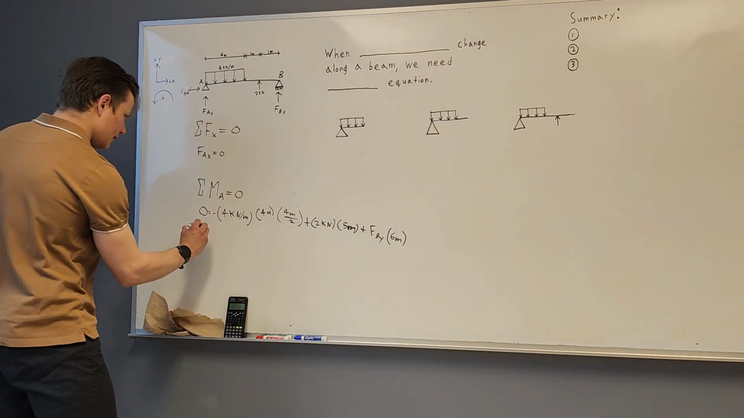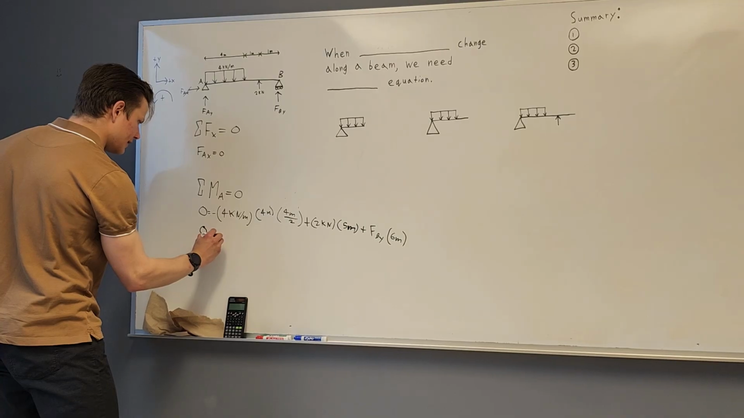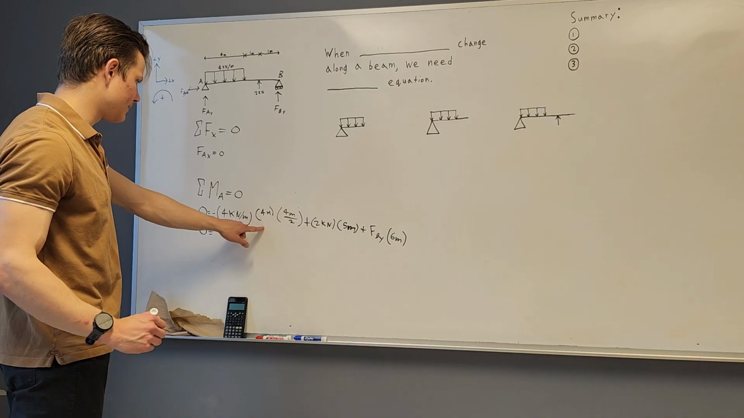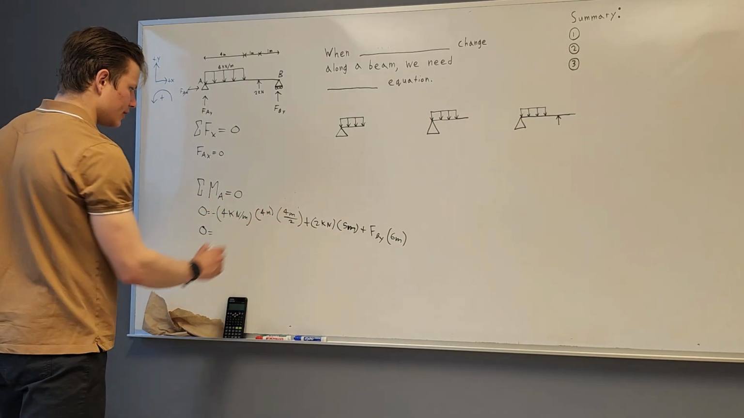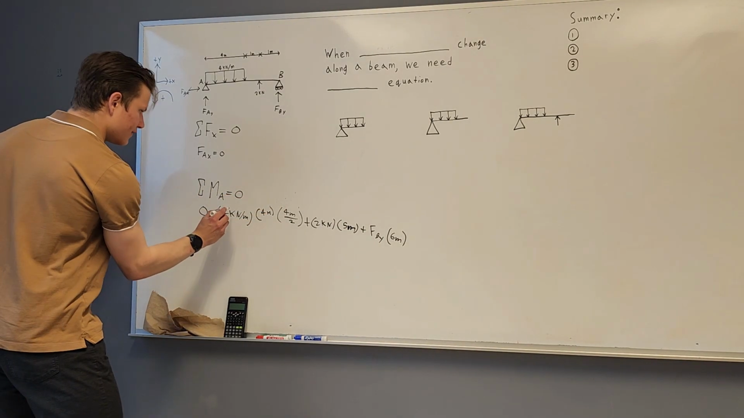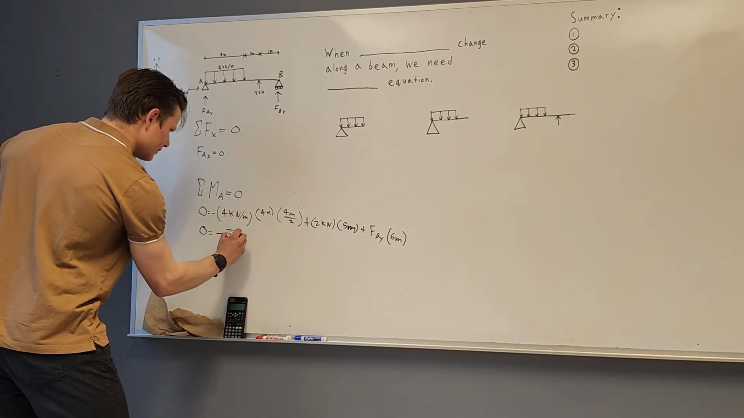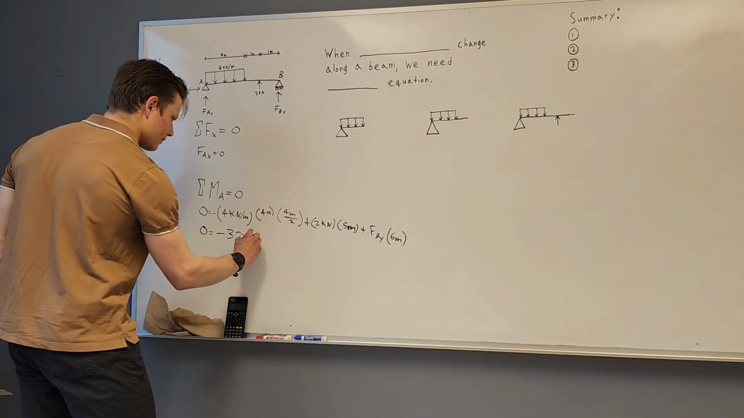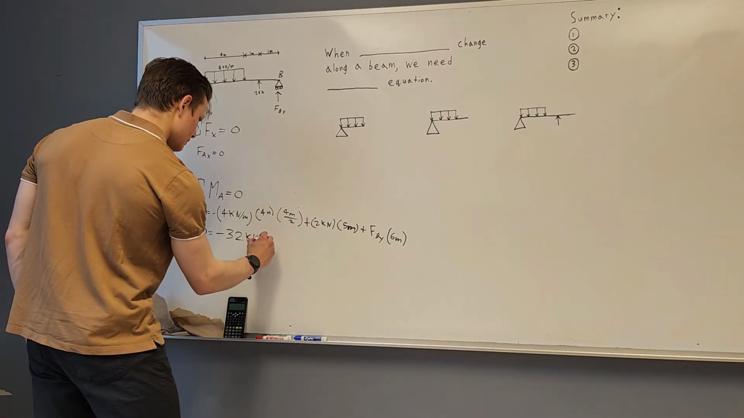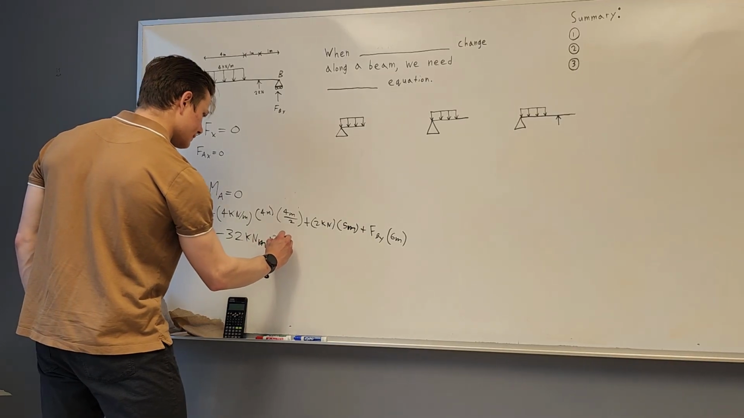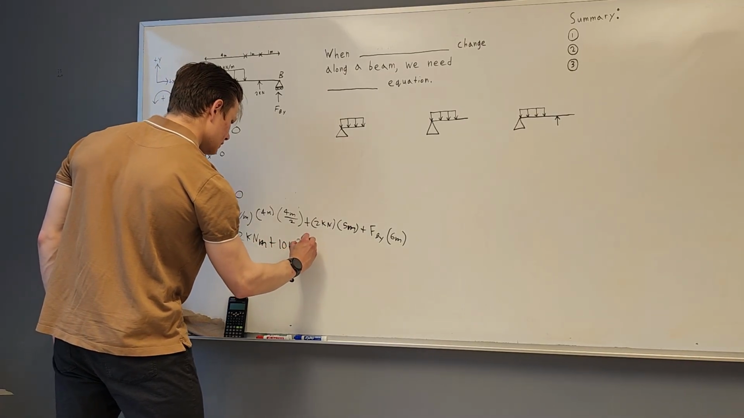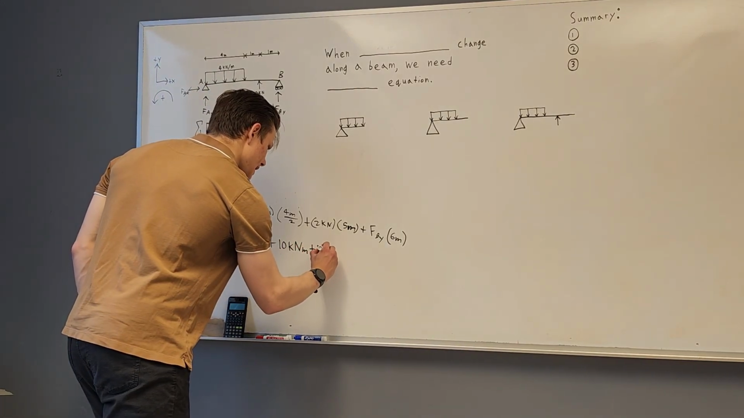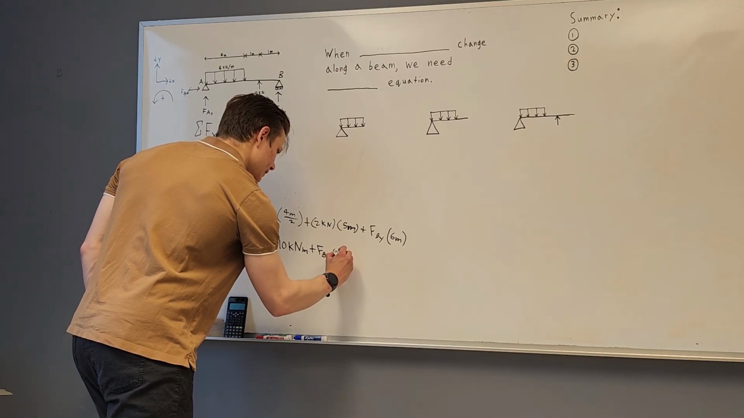So let's simplify this. 0 is equal to negative 4 times 4, that's 16, times 4 divided by 2, which is 2. So then we get negative 16 times 2 is negative 32, plus 2 kilonewtons times 5 meters gives us plus 10 kilonewton meters, plus Fby times 6 meters.